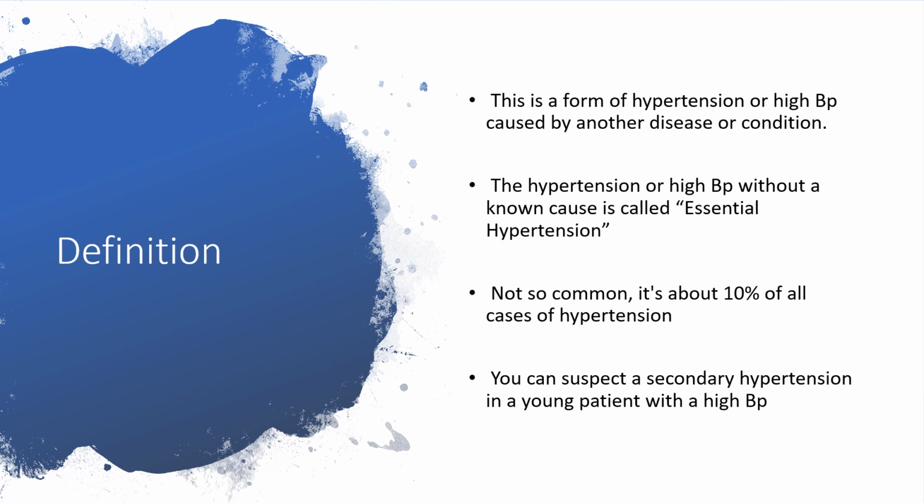Essential hypertension is the commonest. Secondary hypertension is not so common. Secondary hypertension is just about 10% of all cases of hypertension. You can suspect that this is a secondary hypertension if this patient is young and he or she is presenting with high blood pressure.